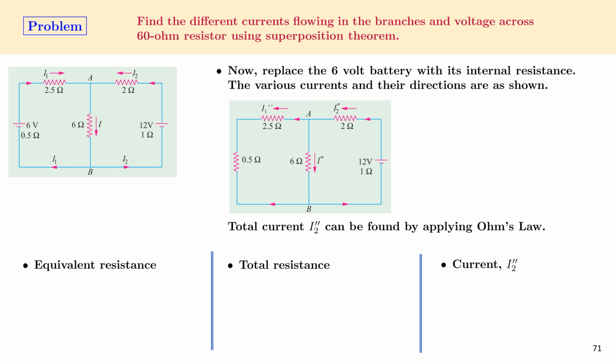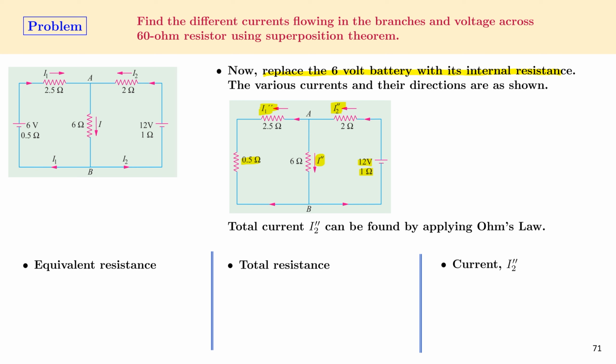In the next step, we will replace the 6 volt battery with its internal resistance. So in the resulting circuit, we have only the 0.5 ohm resistor, and we have retained the 12 volt, 1 ohm power supply. The various currents in the circuit are I2 double prime and I1 double prime, and the current through the 6 ohm resistor is assumed to be I double prime. Now the various directions of the currents in the circuit. For the calculation, we can assume any direction for the current flow, and we'll get the direction of the actual current after solving the circuit.